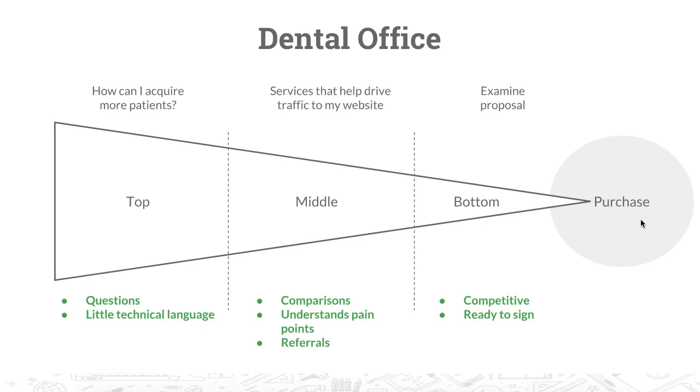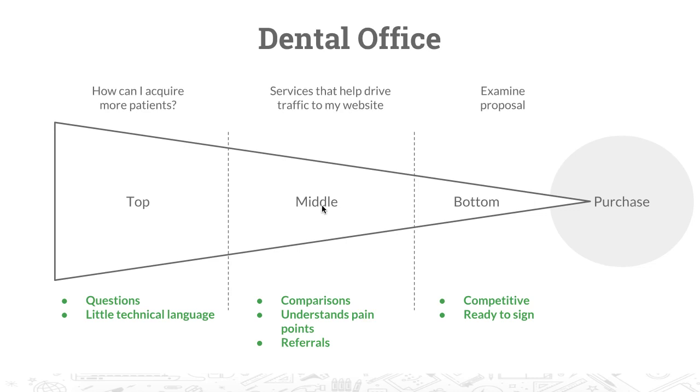Now, at the top of the funnel, customers usually don't use industry language. They use very little technical language, and a lot of times they're asking questions. For example, with a dental office, they're asking, how can I acquire more patients? They're not asking, how can I improve my rankings, or how can I improve my SEO, or how can I get more backlinks? They're simply asking, how can I acquire more patients, using very little technical language and asking a very basic question.